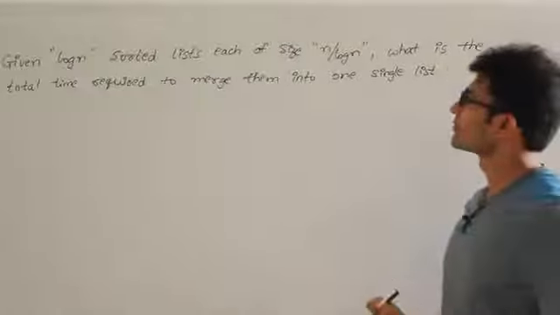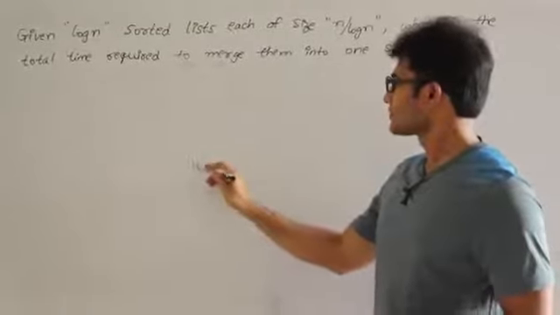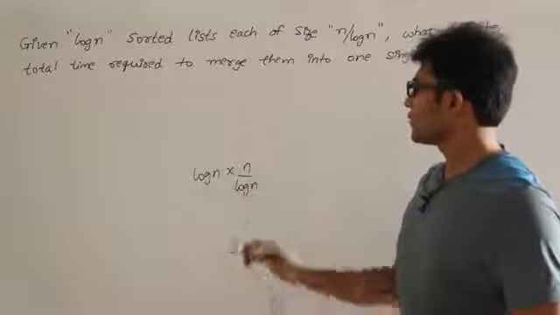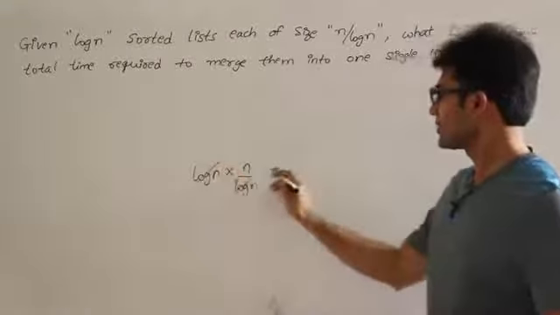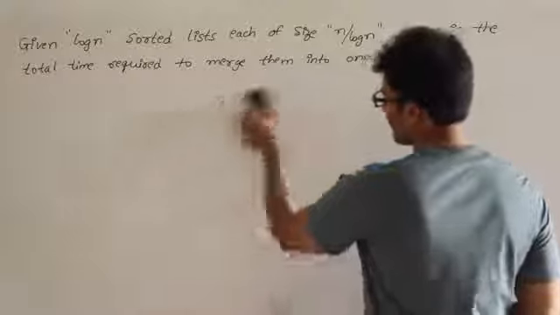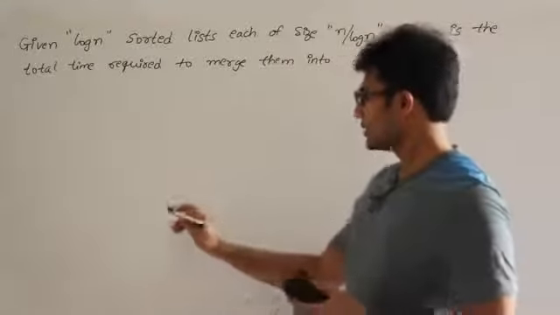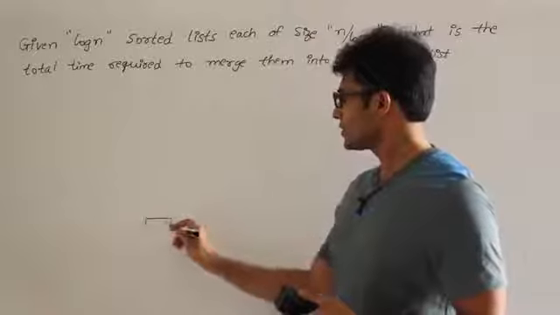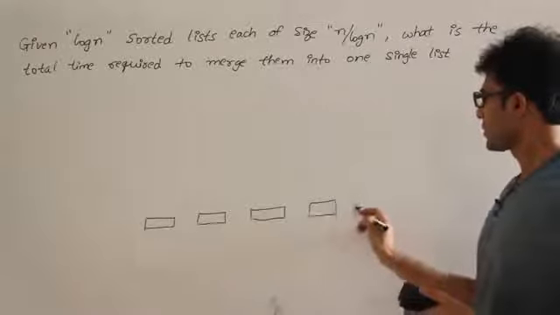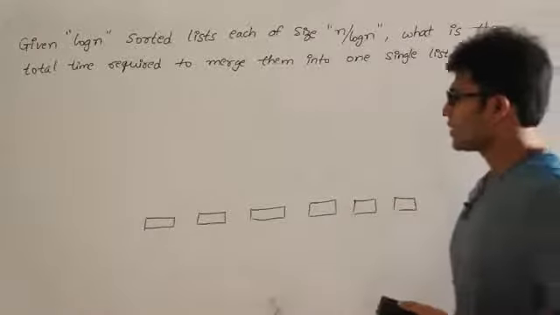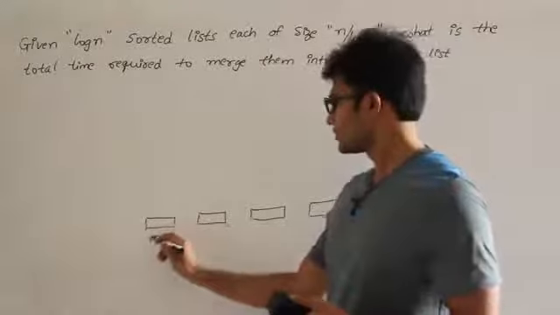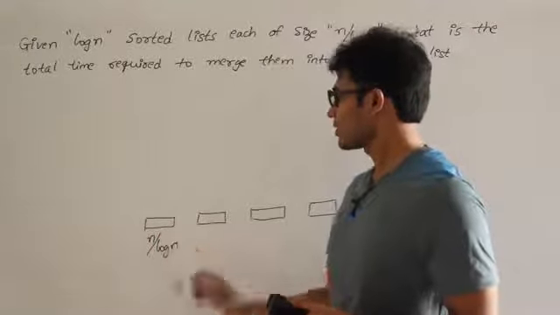How to solve it: if I have log n lists and each is of size n by log n, then what is the total number of elements? It is nothing but n, isn't it? Totally I have n elements. So at the lowest level I am starting with log n lists, and it is given that every list is of size n by log n.